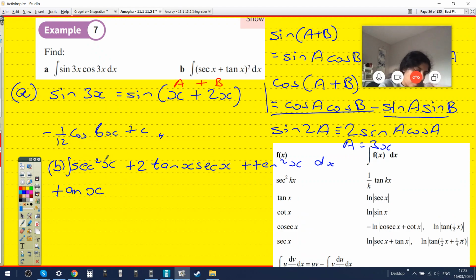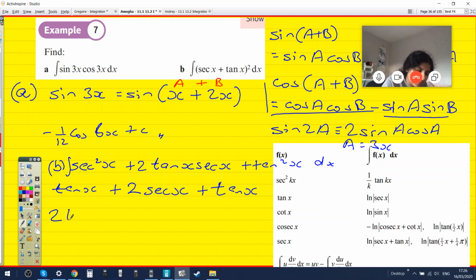So sec squared x. Yep. That was tan x. And you then could 2 sec x. Then next tan x sec x just goes to 2 sec x, I think. Yeah. And then this is the same as sec squared x minus 1. So that's plus sec squared x minus 1. So when you integrate sec squared x, you get tan x plus x. So you just have 2 tan x. Yeah. 2 sec x plus x.